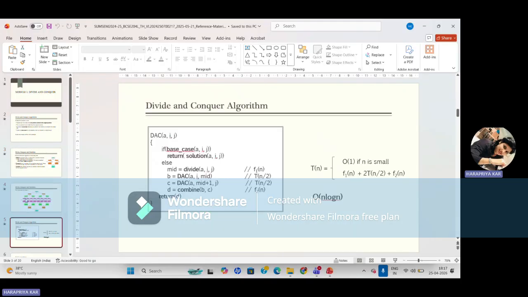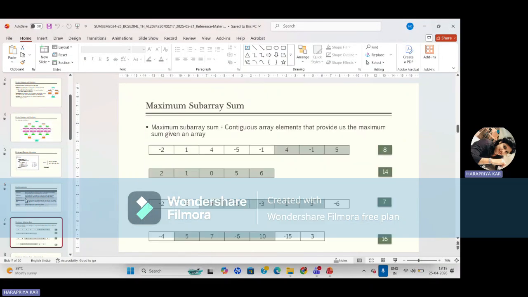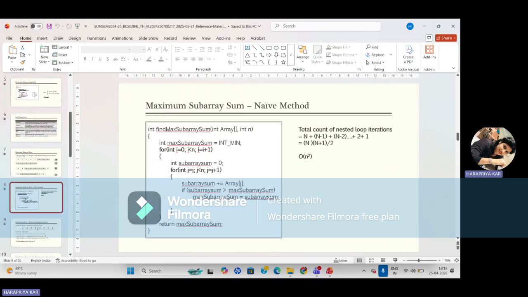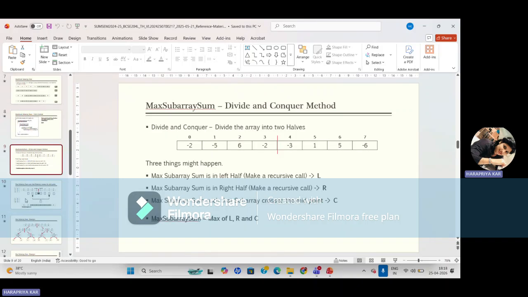Okay, then we checked the examples of DAC algorithms, and how quicksort, mergesort, closest pair of points, maximum subarray, Strassen and Karatsuba work. We checked one maximum subarray sum problem and we solved it. We went through the algorithm of the naive method and its time complexity, how we can solve the maximum subarray sum problem with the help of the divide and conquer method, what the time complexity of divide and conquer is, and what the time complexity of the naive method is.